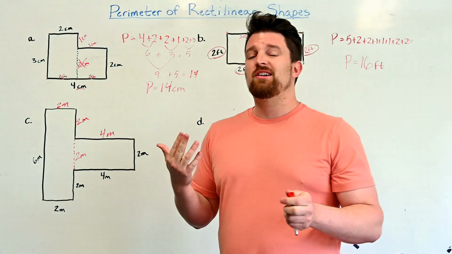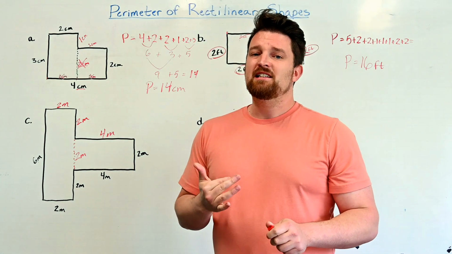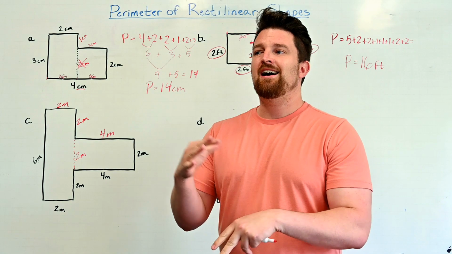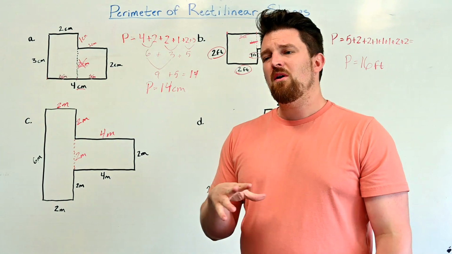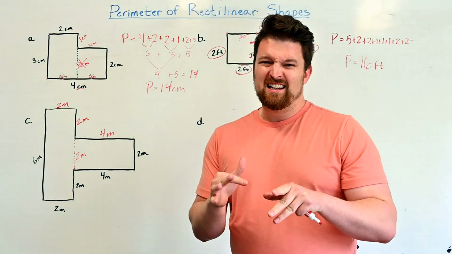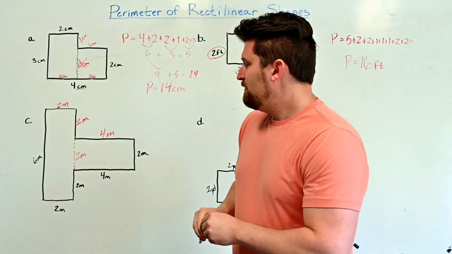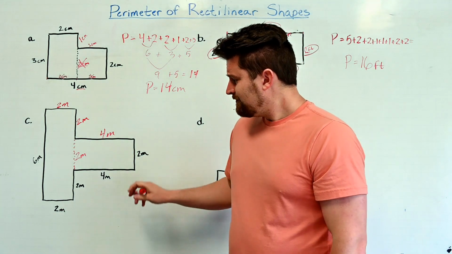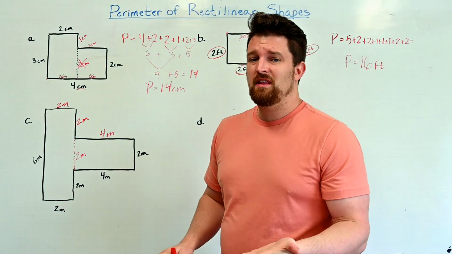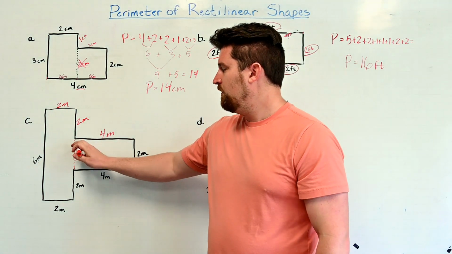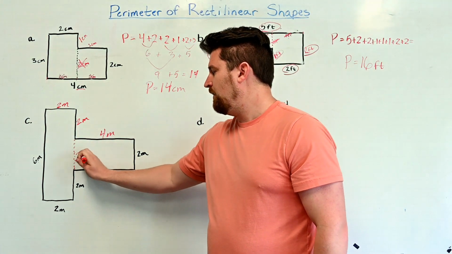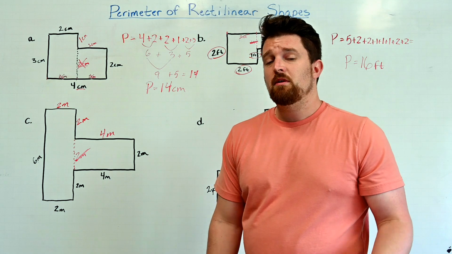Now, I can try to start solving. But first, I need to eliminate the stuff that I know is not around the outside of the shape, or things that I broke down like a number bond. So if I'm looking at something here, what is not on the outside of my shape? Well, my cut line is not on the outside of my shape. So I'm going to mark that out.